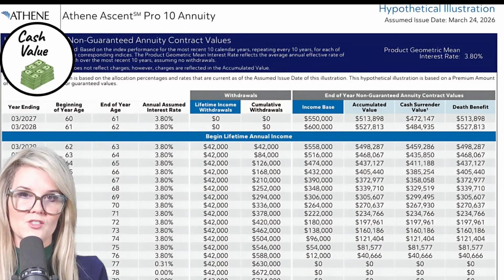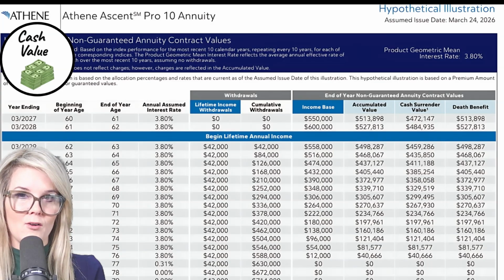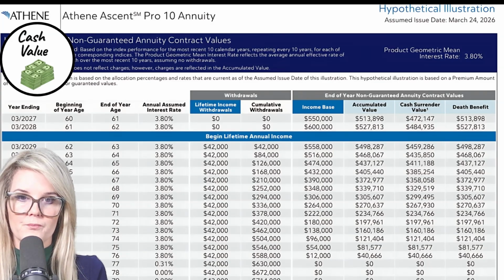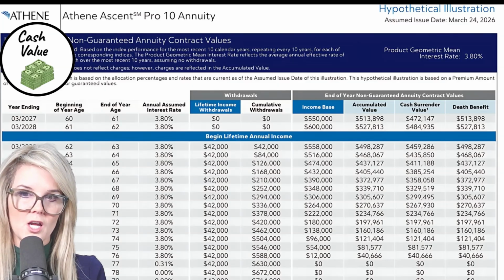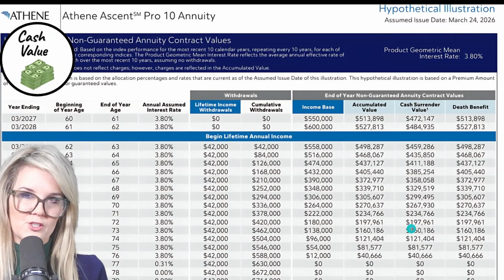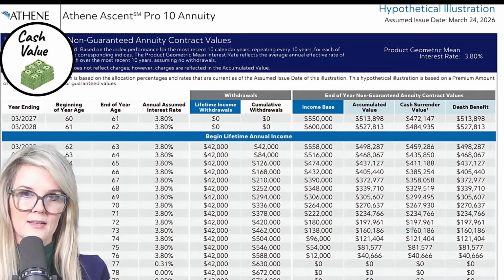Now, you are actually able to get 10% out a year without a penalty. Don't forget, if you take it out, it's going to reduce your monthly income. But you are allowed to do that without a penalty. After the 10 years, you won't have a penalty. You can get out whatever the value is of it at that time. But you're probably not going to do that because you're going to get the income for life.